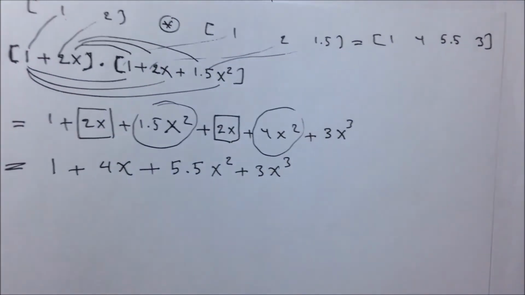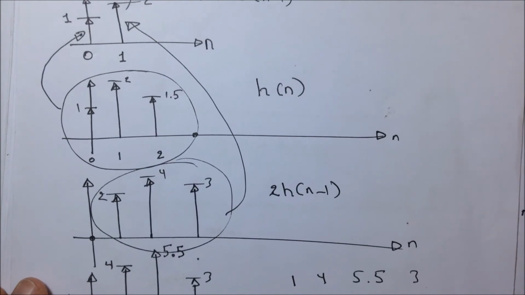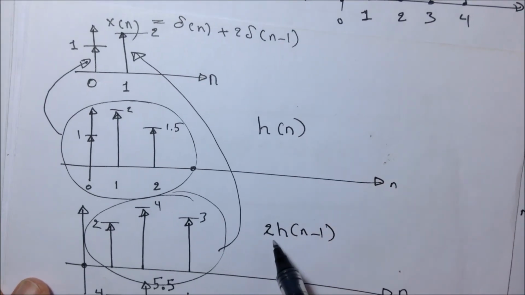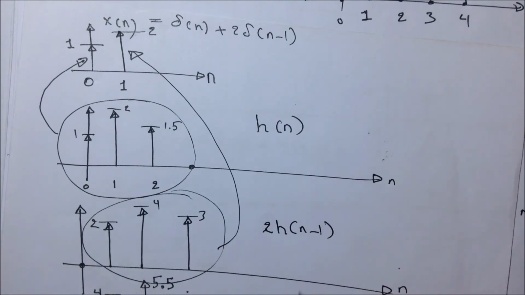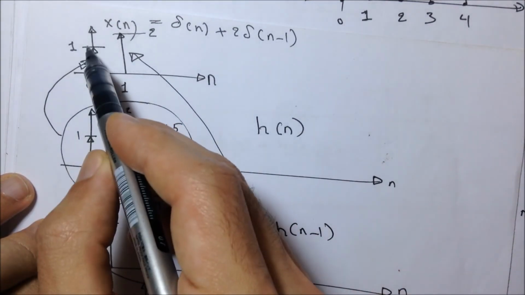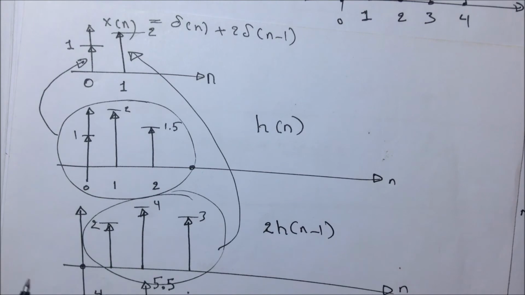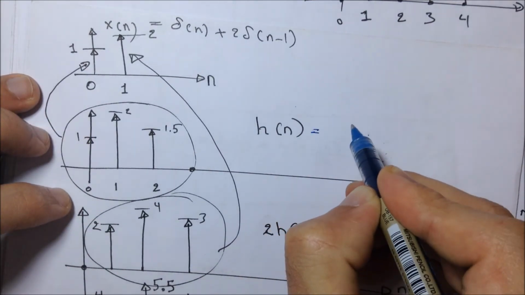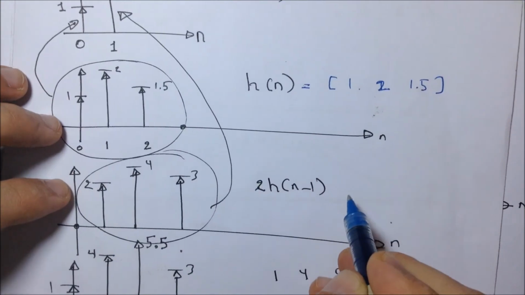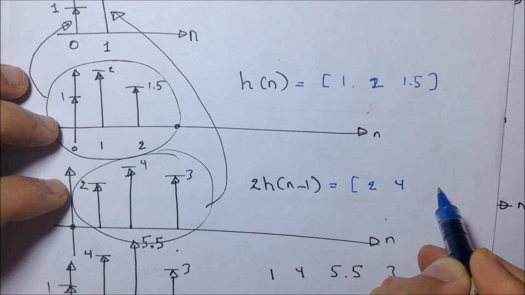Now, I'm pretty sure that you still remember the way that we got to the final result, 1, 4, 5.5, 3. The way we got to this result is by adding various versions of h of n. So h of n plus 2 times h of n minus 1, and adding those together to arrive at the final conclusion. And this h of n was actually the response of the system to this impulse. And then this 2 times h of n minus 1 was the response of the system to this impulse. Now, h of n was actually 1, and then 2, and then 1.5. And 2 h of n minus 1, when you multiply it by 2, it's like 2, and then 4, and then 3.